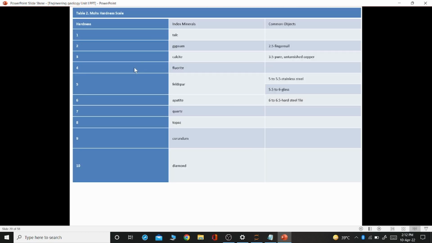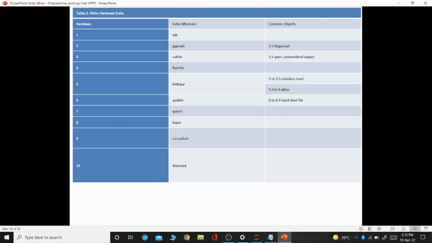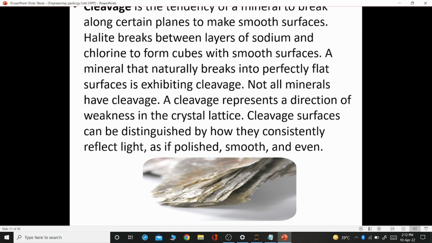Cleavage. Cleavage is the tendency of minerals to break along certain planes to make smooth surfaces. So halite breaks between layers of sodium and chlorine to form cubes with smooth surfaces. A mineral that naturally breaks into perfectly flat surfaces exhibits cleavage. Not all minerals have cleavage. A cleavage represents a direction of weakness in the crystal lattice. Cleavage surfaces can be distinguished by how they consistently reflect light: polished, smooth, and even.